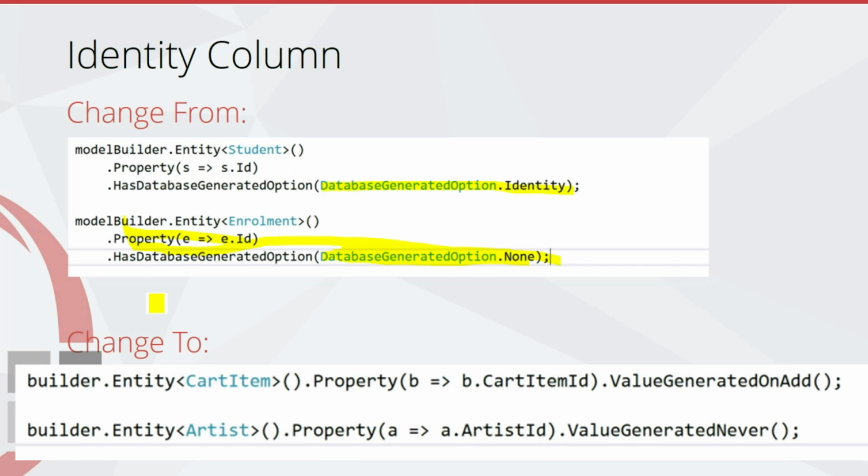That's changed slightly, and the big change in the wording is the word identity is gone, and instead you've got value generated on add and value generated never. The clear reason for that is because identity is an SQL Server concept. In a lot of other databases like Postgres or Oracle, you don't have identity columns, you have sequences, and you set the primary key to be the next value from that sequence. So there's a clear example of something that's changed. The wording's fine, but it's changed, and the reason is to make it more generic.